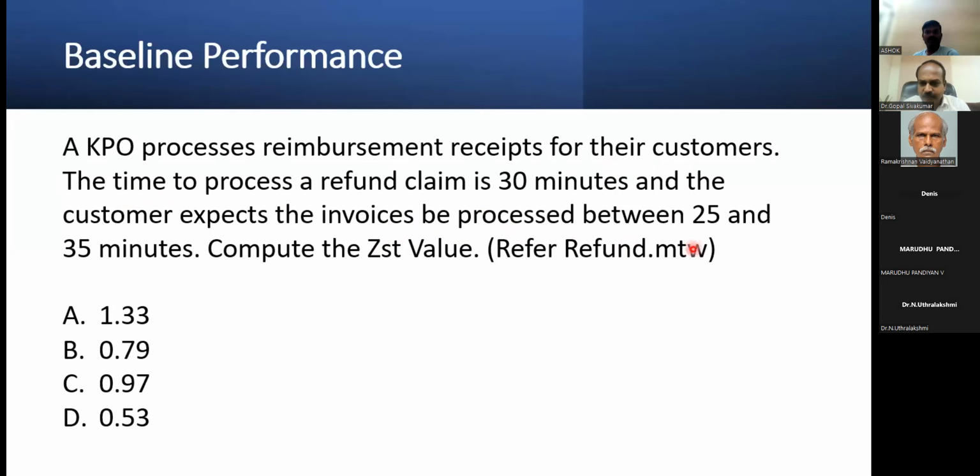But see here, they have not given you the process average. They have not given you the process standard deviation. Both are required. But instead, they have given you the complete data. If complete data is given, will you be able to calculate average? Will you be able to calculate standard deviation? You calculate, understand, and then use it in your formula. What you need to calculate is ZST.